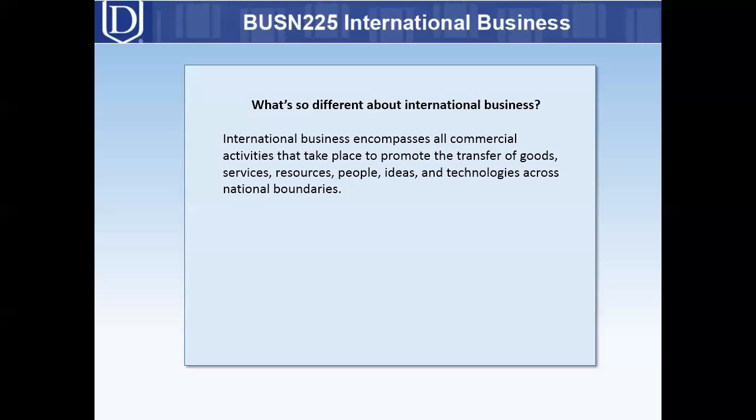So what's different about international business? International business encompasses all commercial activities that take place to promote the transfer of goods, services, resources, people, ideas, and technologies across national boundaries. What we mean by that is business that is done outside of the United States. International could also be called global. If you've ever been into Europe, there's Starbucks, McDonald's, all these companies that are here in the United States that have expanded their businesses to garner additional money, with franchises in other industries and other countries.